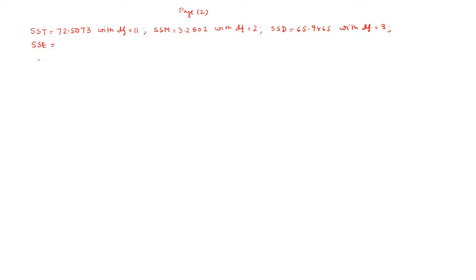After computing this, we need to compute the mean sum of squares. SSE is 3.2806 with DF 6. One thing you should note: after subtracting, if you get SSE negative, then it is clear that there is a mistake in your calculation, because a sum of squares is always greater than 0. After computing SST, SSM, SSD, and using these, if you get SSE less than 0, then you have to check your calculation.